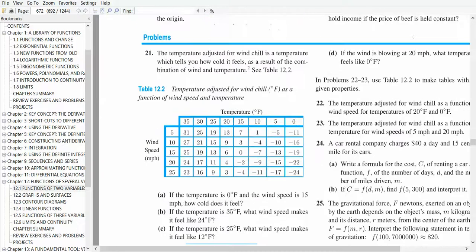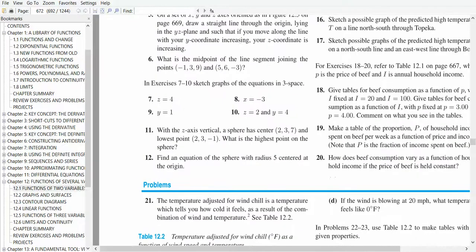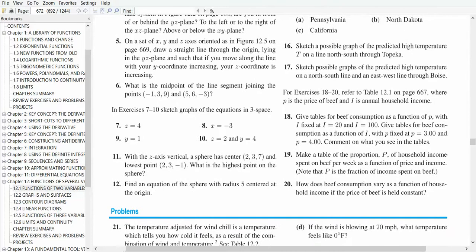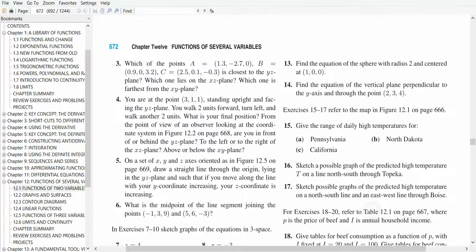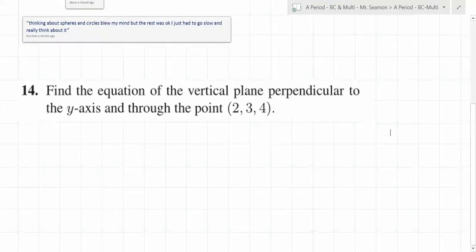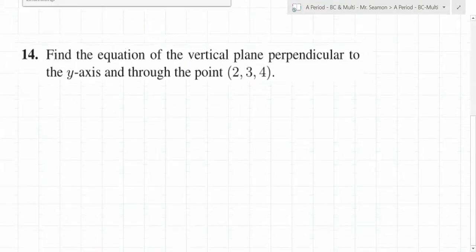Because my version is a little different at this point. Is it "find an equation of a sphere of radius 5"? Or what? Find the equation of the vertical plane perpendicular to the y-axis through the point 2, 3, 4. Right there, so it's 14 in mine. Okay, so it says find the equation of the vertical plane perpendicular to the y-axis through the point 2, 3, 4.